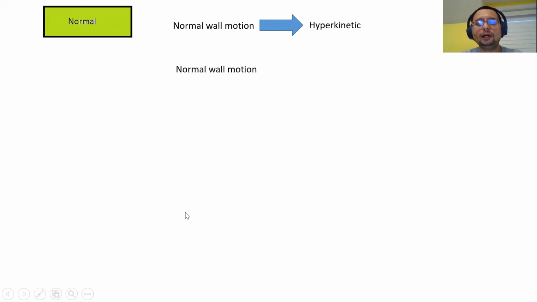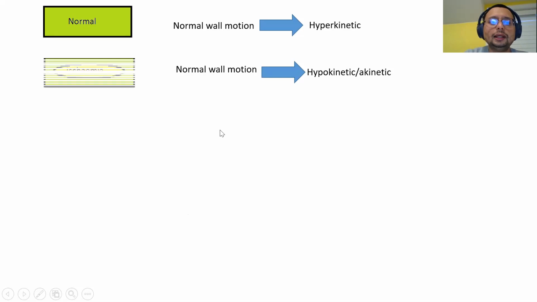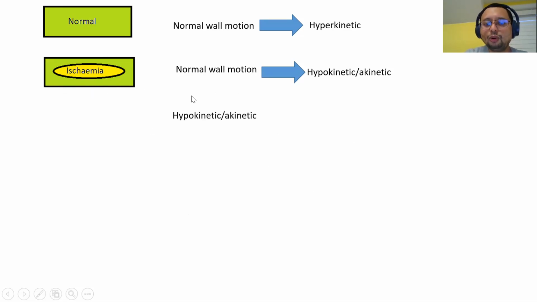Now, you start with normal wall motion. However, when you give stress or dobutamine, it becomes hypokinetic. If this is the wall that you're looking at, the wall has a region that is at risk of ischemia. Okay, there is a region that is at risk of ischemia, you might need revascularization. So this is ischemia. What about if you have a hypokinetic segment to begin with, and then you end up with hypokinesia as well?